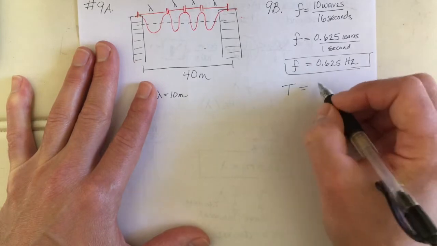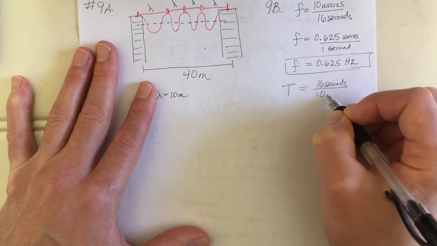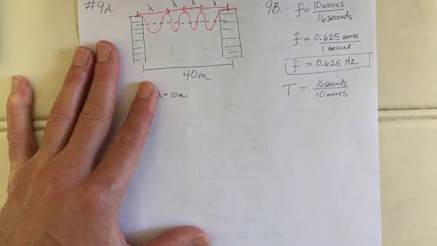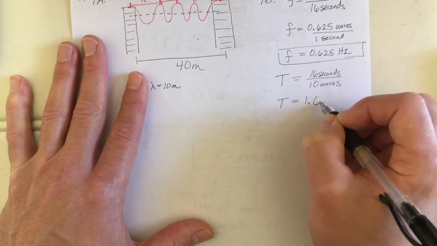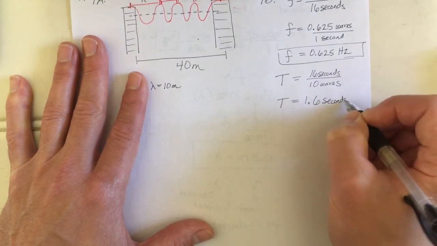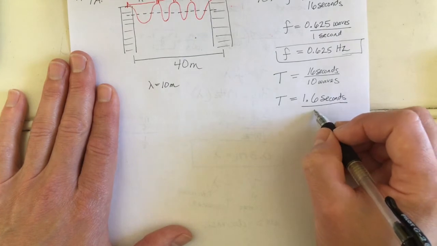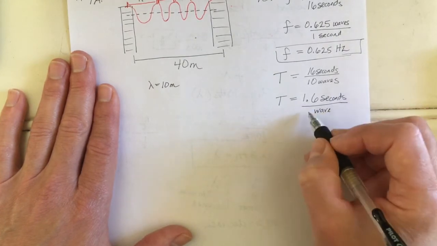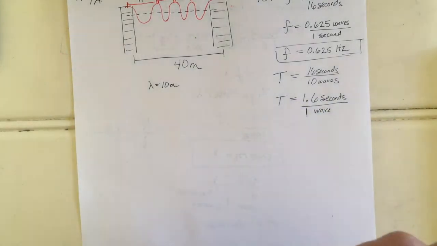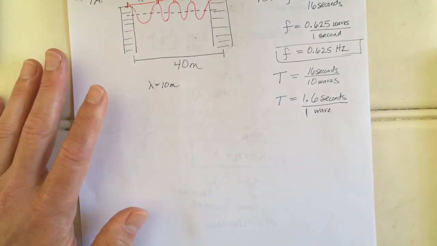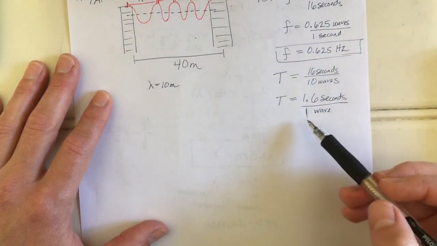The period is equal to the number of seconds per cycle. So now I can take 16 divided by 10 and get that the period is equal to 1.6 seconds per cycle. Since it's 1.6 seconds per wave, it takes 1.6 seconds for one wave to pass a dock, is what we're saying. Which makes sense because in 1 second only 0.625 waves passed.